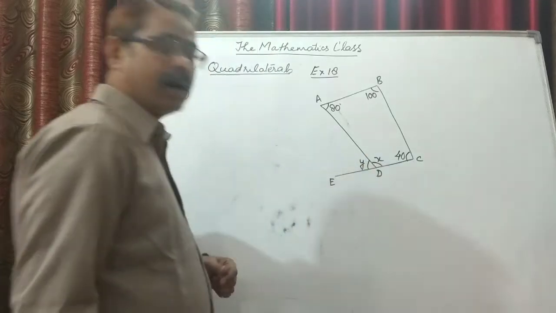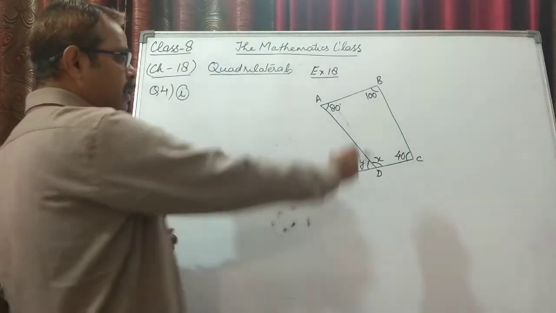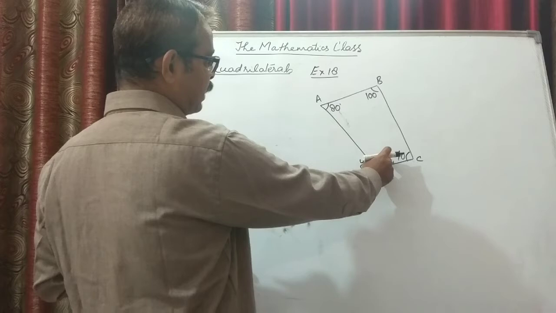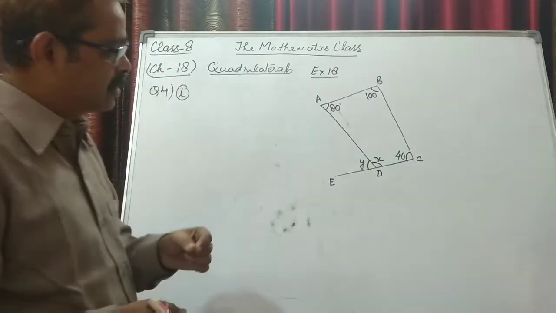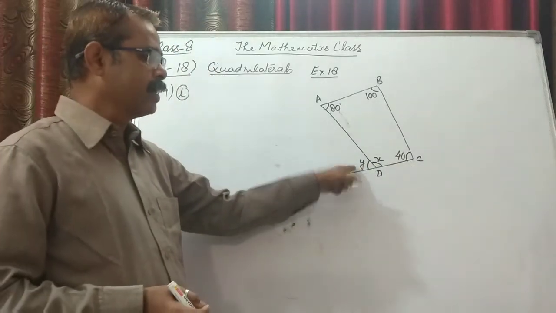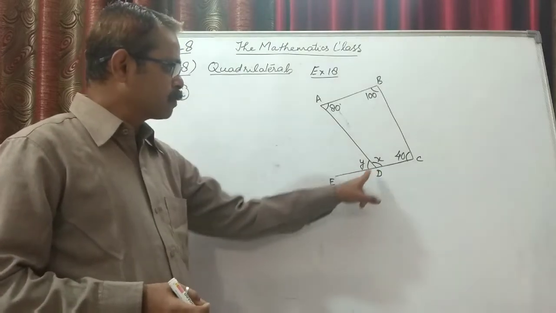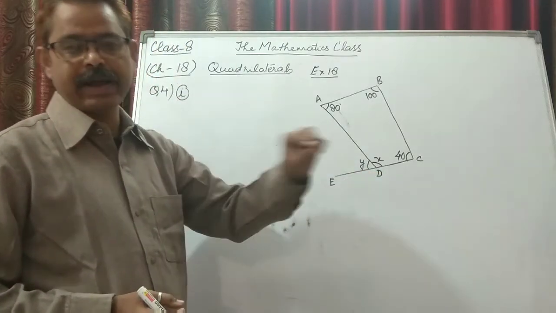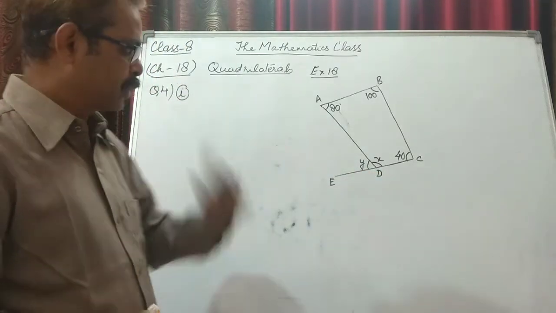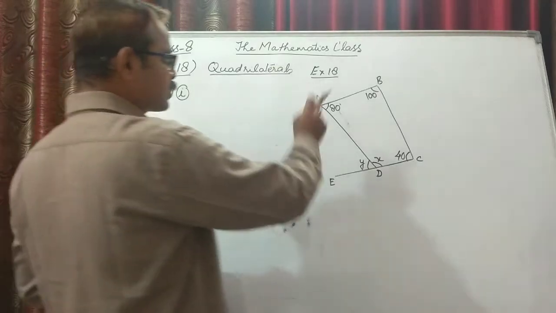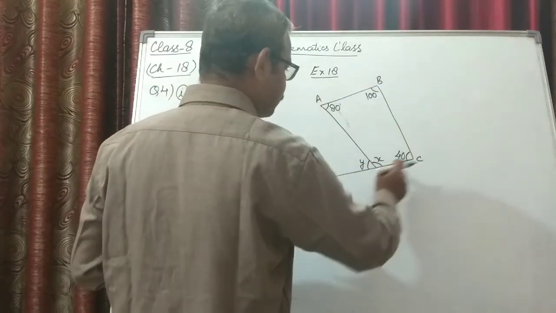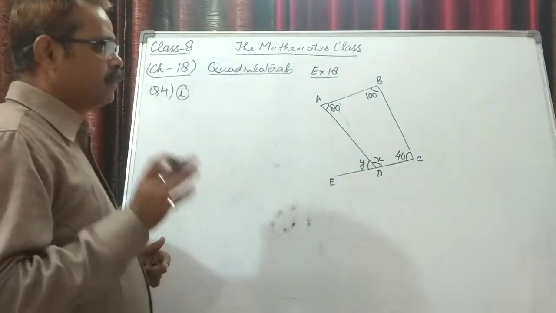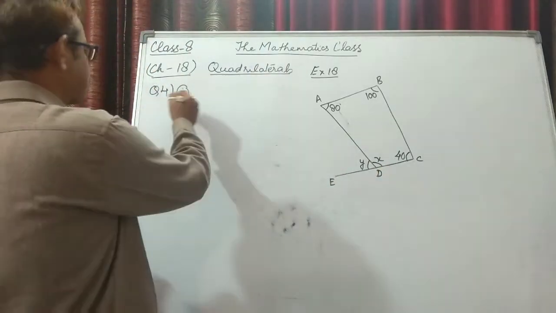We have to find the unknowns. Unknowns means if we are able to find the value of X, then we are very easily able to find out the value of angle Y, because X plus Y make a straight angle or a linear pair, you can say. So first of all we will say in quadrilateral ABCD, A plus B plus C plus D is equal to 360. We will find out the value of X.